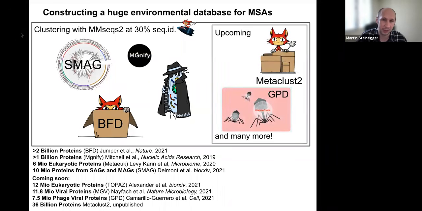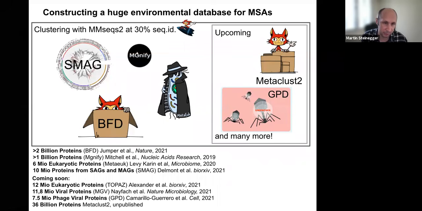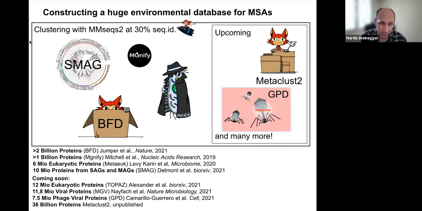And we are planning to add more and more sequences to the server because the MSAs are so crucial, right? The better your MSA, the better your prediction, and sometimes you cannot find things. So we wanted to make the best possible predictions, and we search for more metagenomic databases out there. Coming soon, we will add TOPAZ. It's also eukaryotic proteins, also from marine environments. We added viral metagenomic databases, a big phage protein database, and one unpublished database that consists of 36 billion proteins, which we have clustered down now to only a few 100 million proteins.